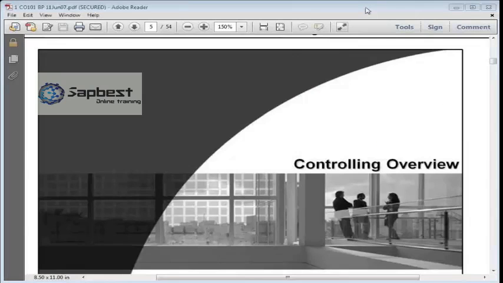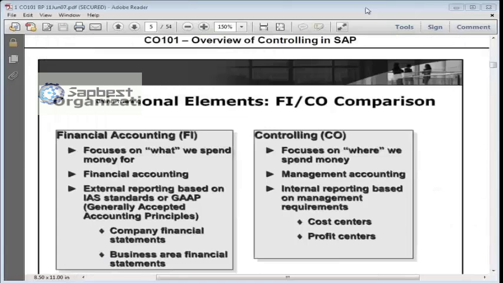Today we'll be reviewing controlling. Basically, controlling: FI is for external reporting, CO is for internal reporting. CO is also for managerial reporting, and FI is mostly for your financial reporting: external balance sheet, income statement, your P&L, your taxes and all those things.